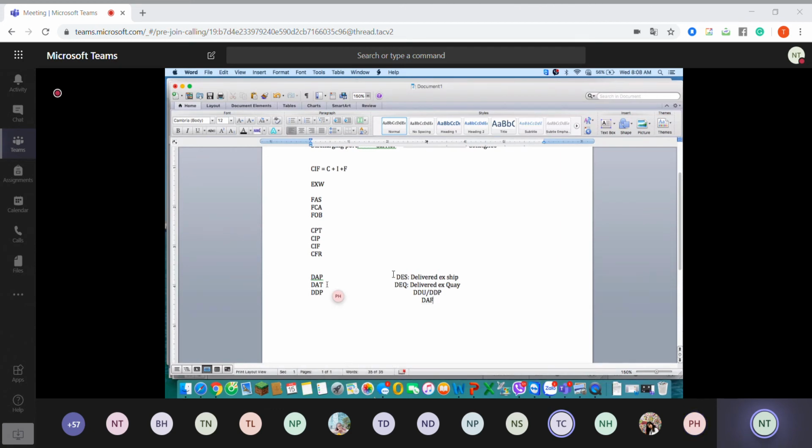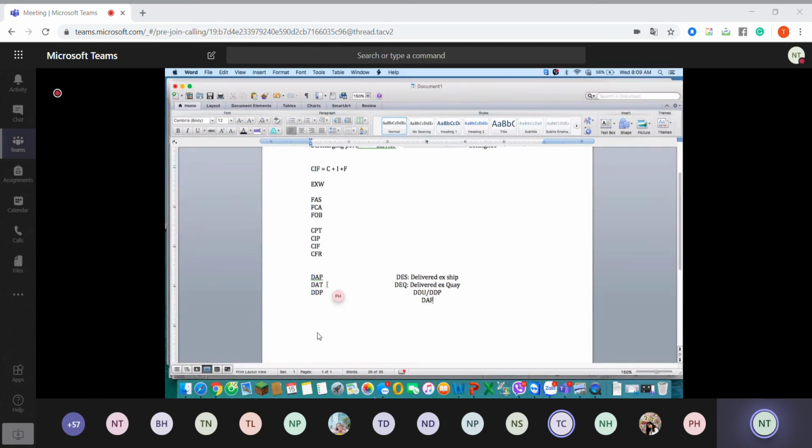And the second difference is the unloading of the goods from the means of conveyance. Exactly. Under DAT, the exporter must unload the goods from the arriving means at the terminal, at the main port or the place of destination. But under DAP, the importer must unload the goods.